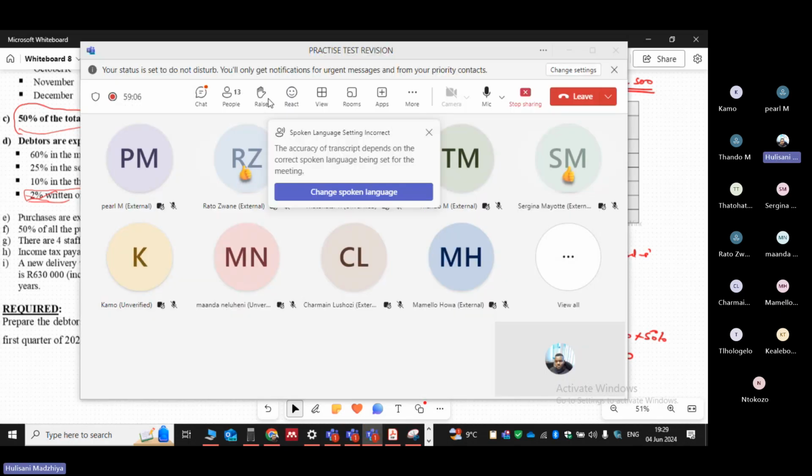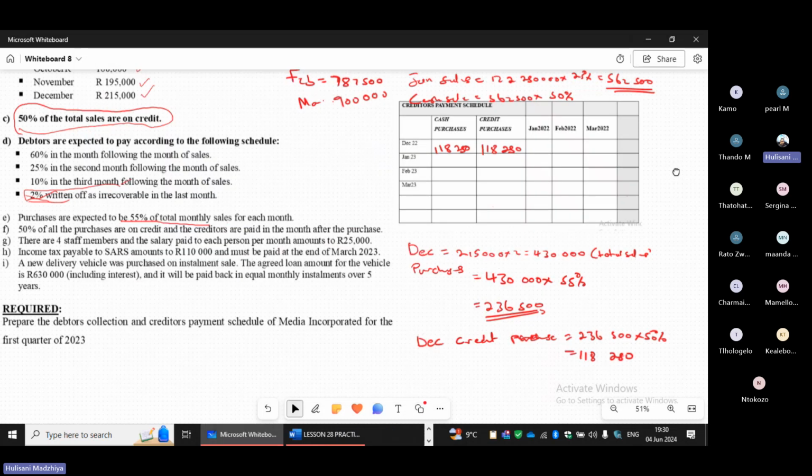From this amount, it says that of all the purchases on credit, creditors are paid in the month following the month of purchase. So the credit purchase that is made in December will be paid in January. The whole 118,250 will be paid in January, and therefore here we do not have the amounts.